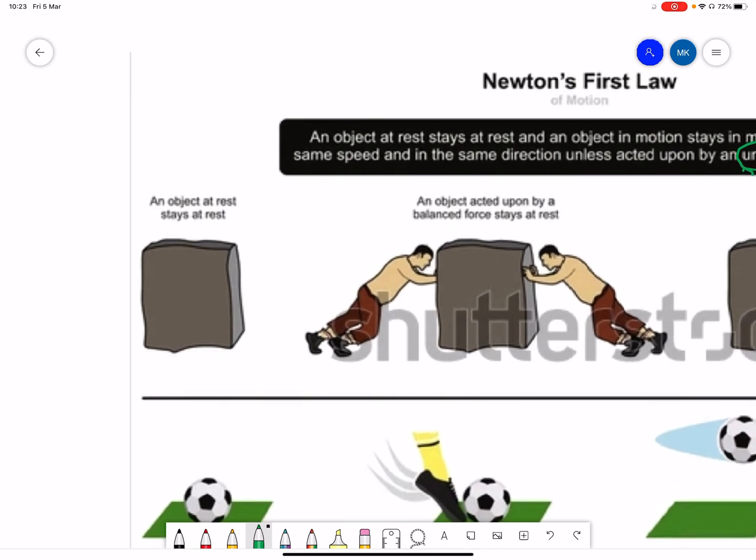So this stone here, this is totally balanced, a balanced force. It stays at rest. Well, I say there are forces acting on it, because there's a weight pointing down, and if that's lying on the ground, there's also a force acting upward from the ground onto the rock. But those two forces are equal and balanced, so therefore the rock does not move.